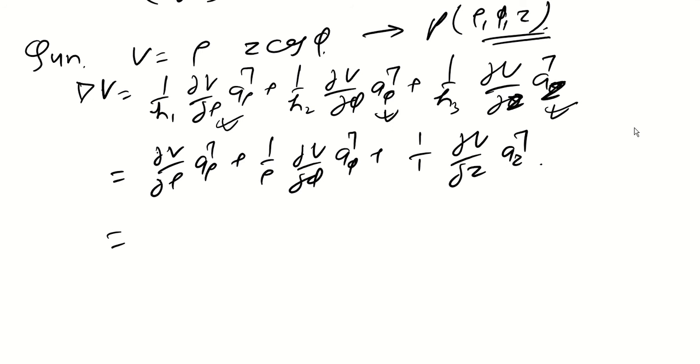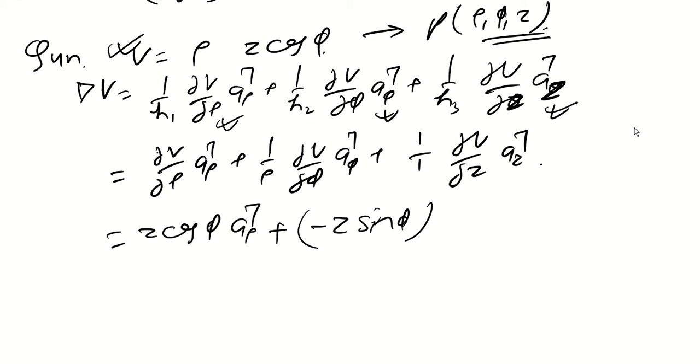Now put the value of v and differentiate partially. So dou v by dou rho is z cos phi a rho. V is this function, so it becomes like this. Now dou v by dou phi: rho will get cancelled and cos phi will become minus sin phi, so minus z sin phi a phi, and plus dou v by dou z, which will become 1, so rho cos phi a z cap.